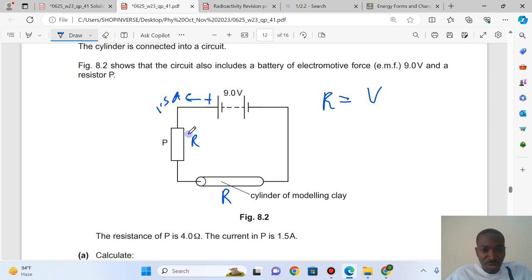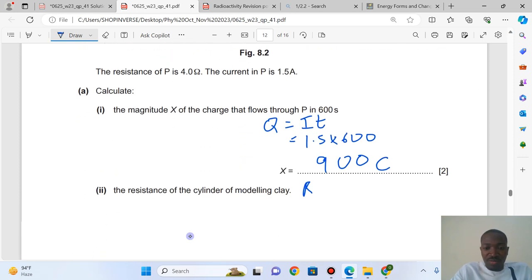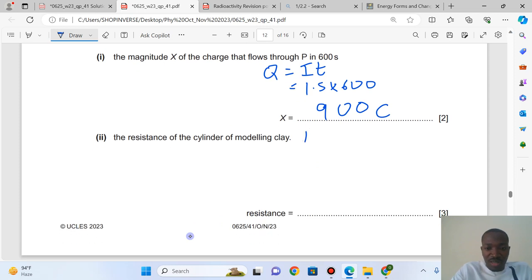Wait, do you have the voltage across this? The resistance of P is 4 ohms. Yeah, we have the resistance of P as 4 ohms. Good. Now, let's get the total resistance in the circuit. Total resistance is V over I. Yeah, it's going to work now. Total resistance in the circuit is total voltage of the battery divided by the current flowing in the entire circuit. The voltage of the battery is 9 volts.